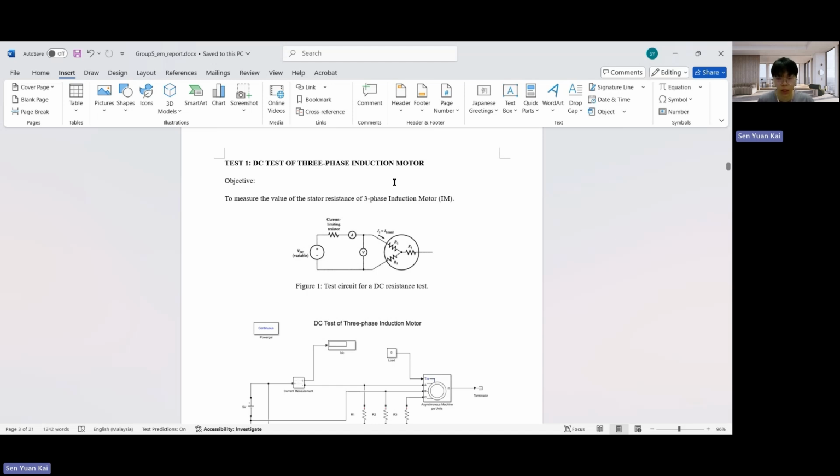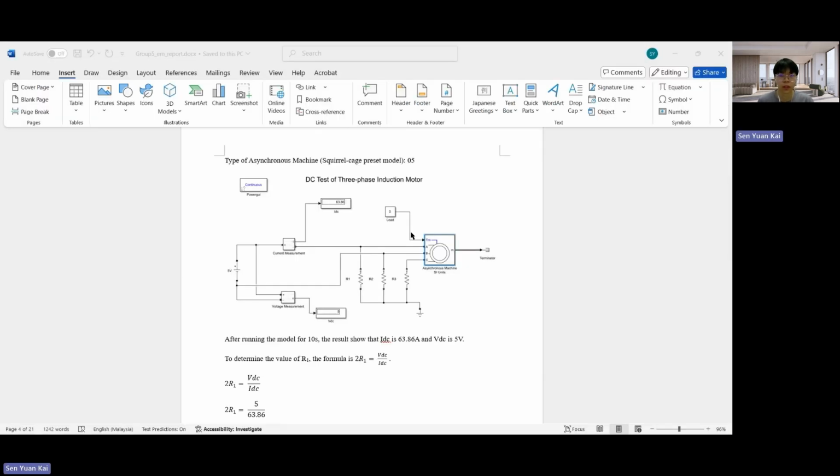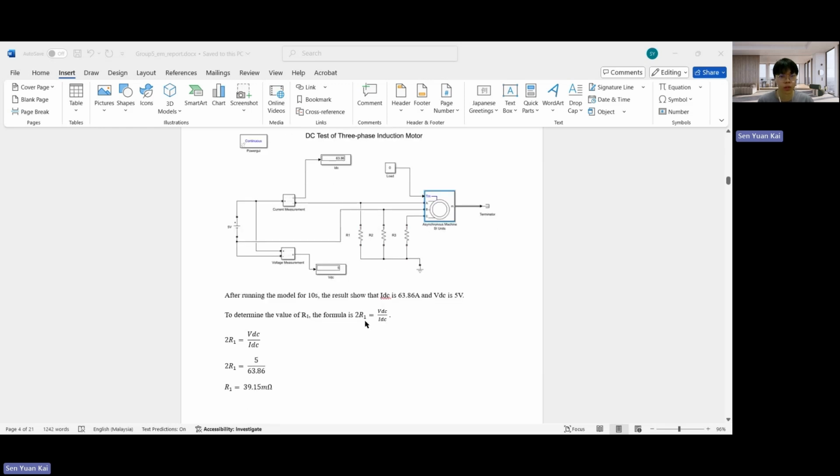This test is important for assessing the condition of the stator windings and for use in further calculations like the copper losses. Now I will show the simulation of this DC test in Simulink. As we can see, the DC test of the three-phase induction motor is like this. When we run the circuit, the VDC is 5 volts and the IDC is 63.86.